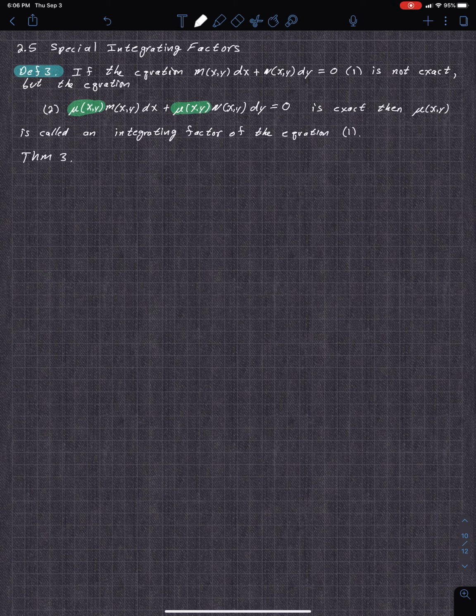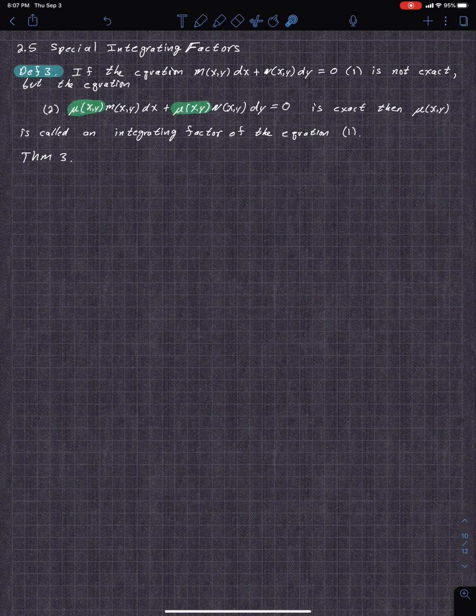Section 2.5 is on what's called special integrating factors, and it's more of a generalization of the integrating factor concept we looked at in the previous section. So we're going to pretty much jump into the definition, the theorem, and then look at examples. We won't spend a lot of time on theory. There are a number of just get-it-done topics in 2.5 and 2.6. So let's take a look.